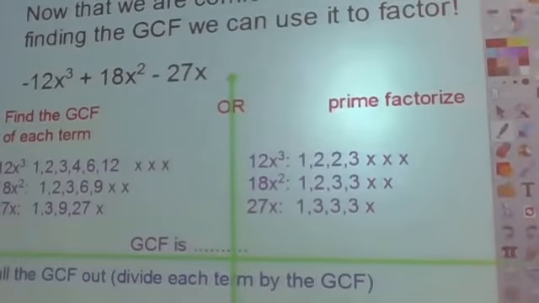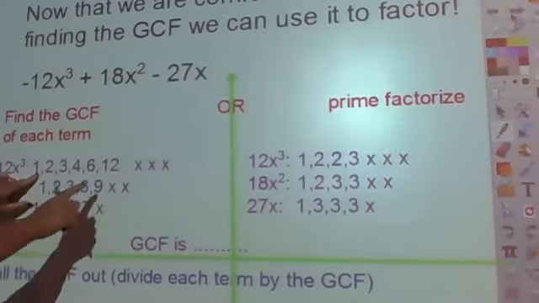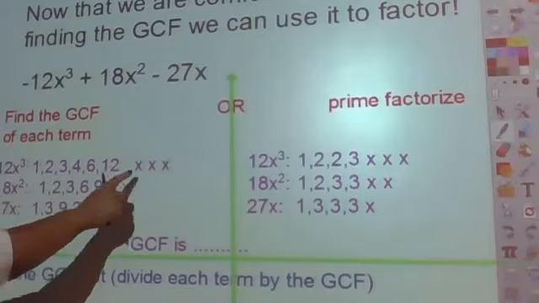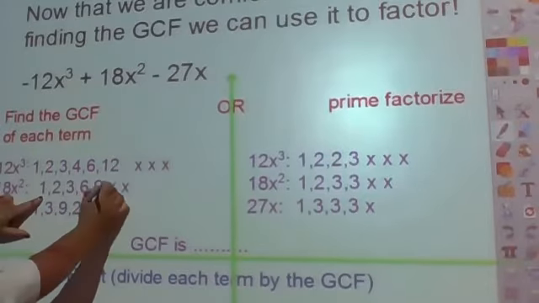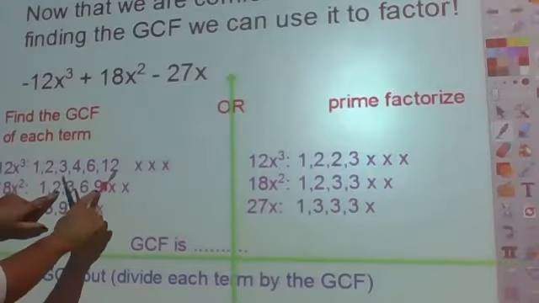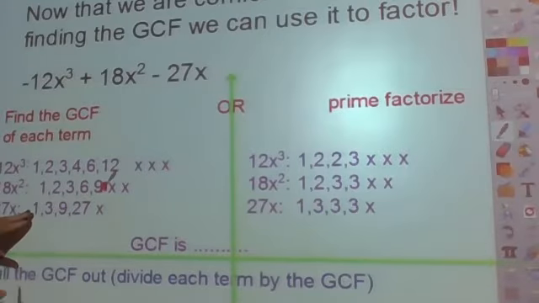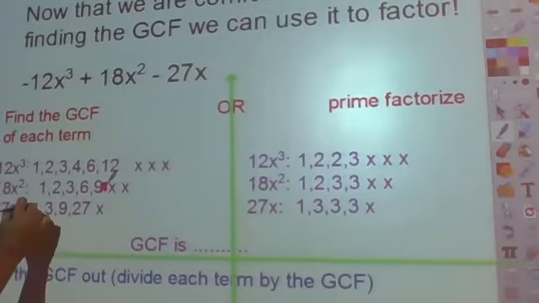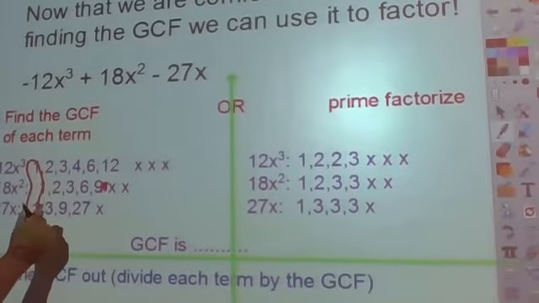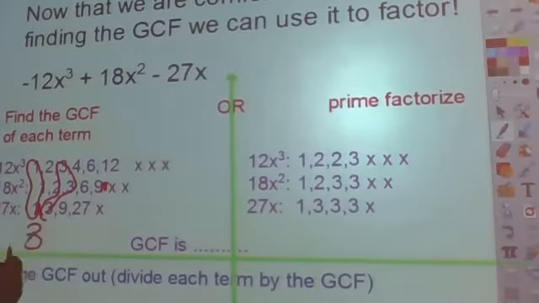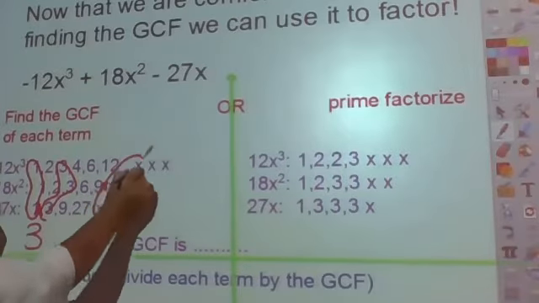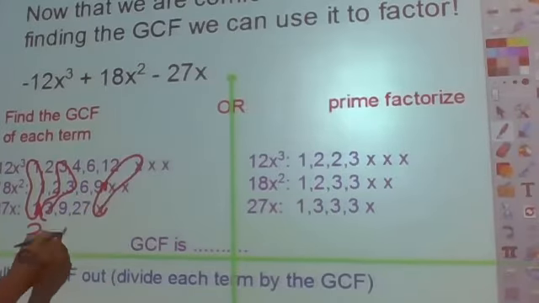So this way, I've listed out all of the factors. 12 is 1 times 12, 2 times 6, 3 times 4, and 3 x's. 18, I forgot that. 1 times 18, 2 times 9, 3 times 6, and 27, 1 times 27, 3 times 9. So common factors are 1, 3, and that's it, right? So 3 is my common factor. Then with the x's, it's only 1. So 3x is my greatest common factor, right?